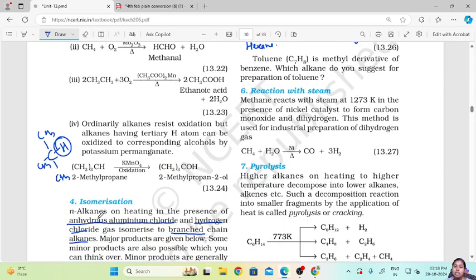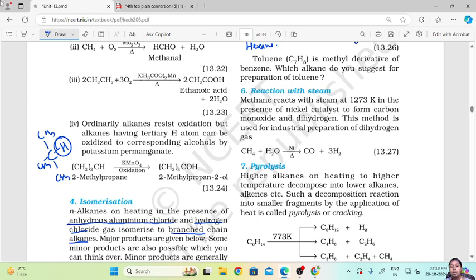The next one is reaction with steam. What happens when you react alkanes with steam? Now methane reacts with steam at 1273 Kelvin in the presence of nickel catalyst to form carbon monoxide and dihydrogen. Now, this method is used for industrial preparation of dihydrogen gas.